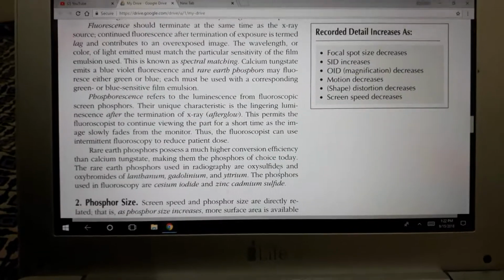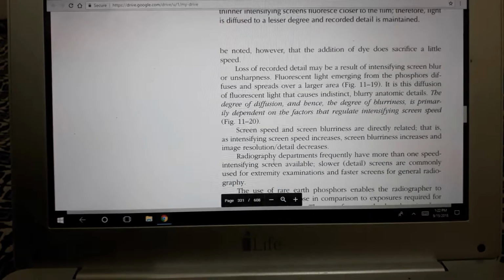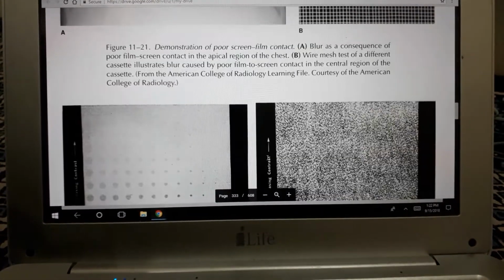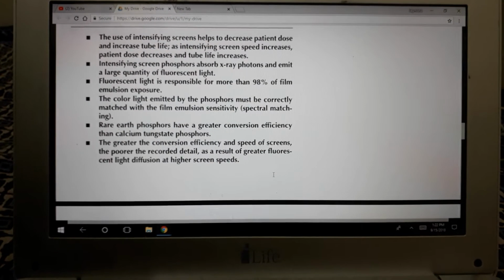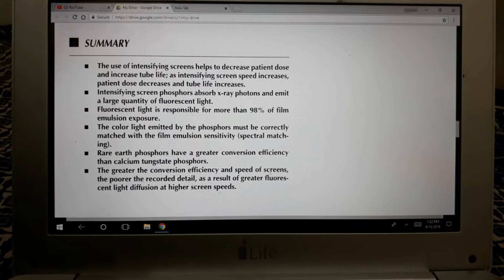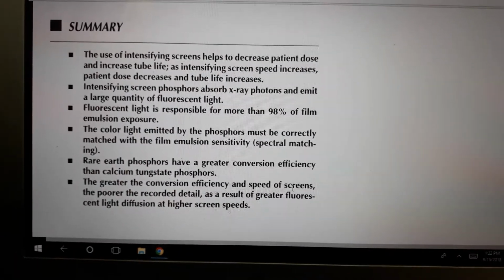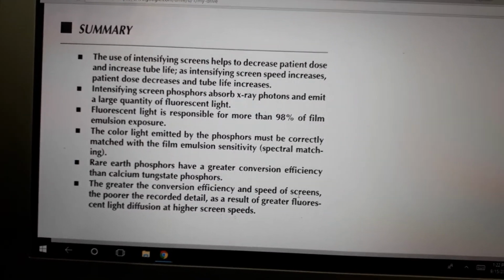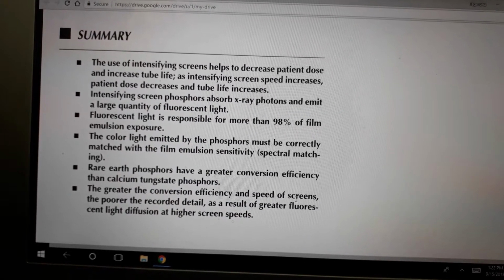Record detail: increase record detail, phosphor, reflecting layers, mesh. The use of intensifying screens helps to decrease patient dose and increase tube life. As intensifying screen speed increases, the patient dose decreases and tube life increases.